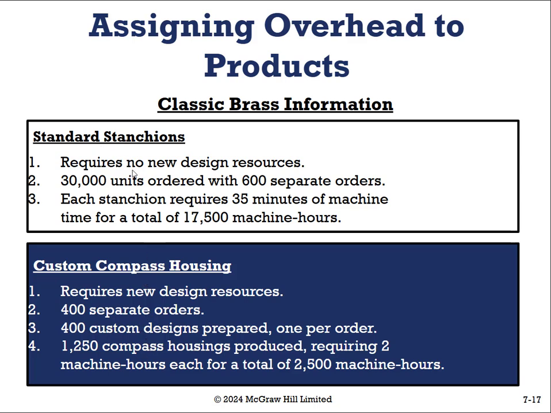So this one doesn't require any design resources, therefore it gets no design costs. Cool. But there are 300,000 units and 600 separate orders. You best believe we're going to assign some costs to that activity. You need some machine hours, so we're going to give you some machine hour costs. And then custom housing, you need a new design, so you get design costs. You get orders, you get designs, you get machine hours. So we're going to allocate them accordingly. All right, let's do that now.